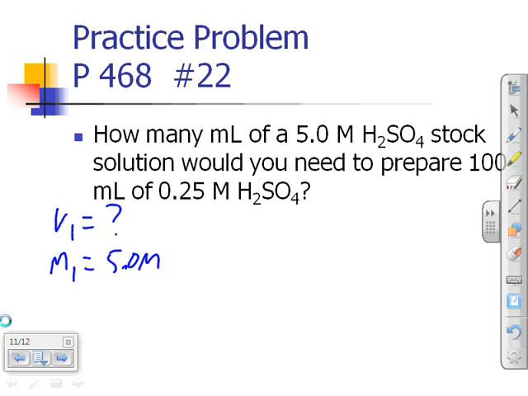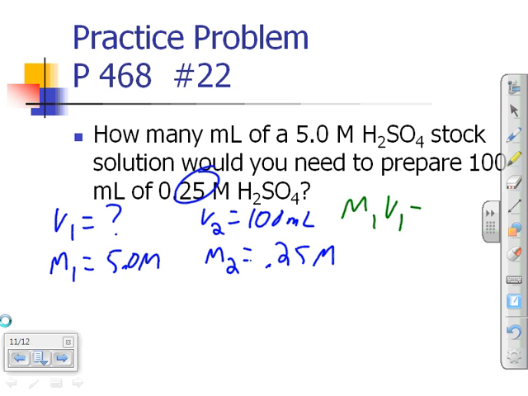And it says is needed to prepare 100 milliliters. Volume 2 is 100 milliliters. And our molarity 2 will be, number right here, 0.25 molar. So again, you have to keep your M1 and V1s together, V2 and M2s together in order to do it correctly. We know that M1V1 is equal to M2V2.